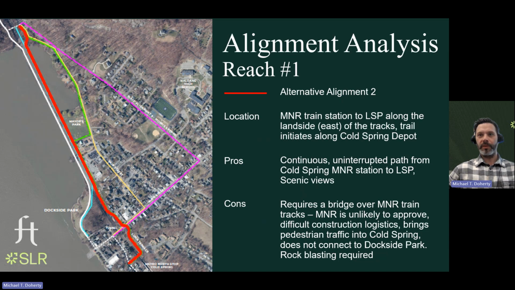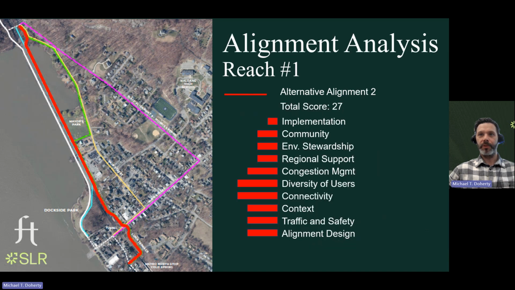The difficulty with this alignment stems from the need to traverse private property at Cold Spring Depot and the need for rock blasting adjacent to the railroad tracks and below residential housing to fit the desired trail minimum width and clearances. Due to the significant constraints of private property and rock blasting, this alignment scores fairly low at a total of 27 and is not deemed a feasible option in the alternative analysis report.